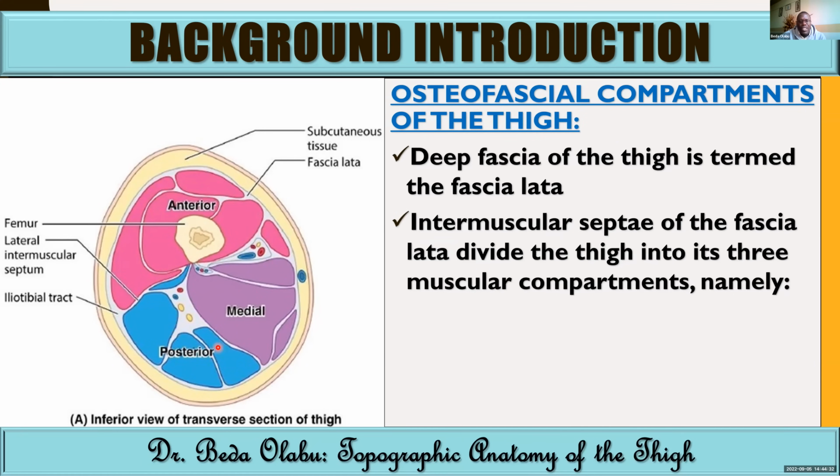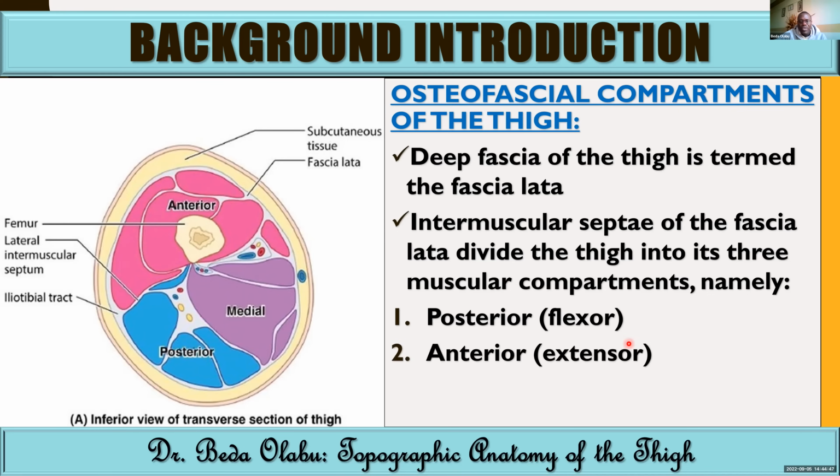So we have the posterior compartment, which we call the flexor compartment, and that's the one we've already learned in the previous session. So in this particular session, we're going to learn the other two. We are going to look at the anterior compartment, which we also call the extensor compartment, and the medial compartment, which we also call the adductor compartment. When we combine these two, we call it the anteromedial thigh, and that's what we're going to focus on.